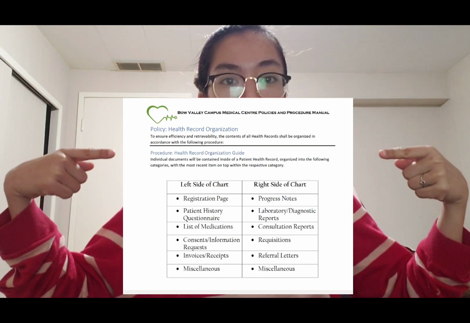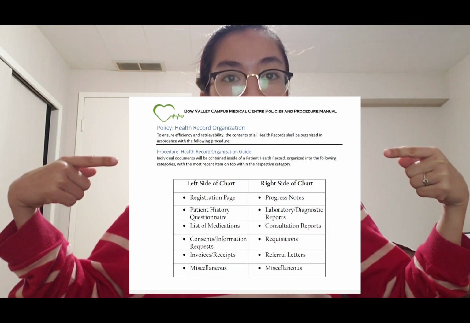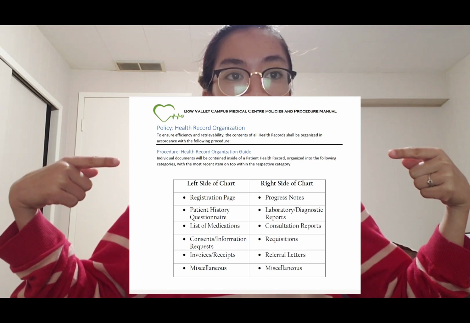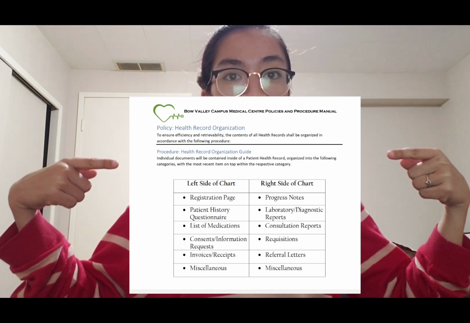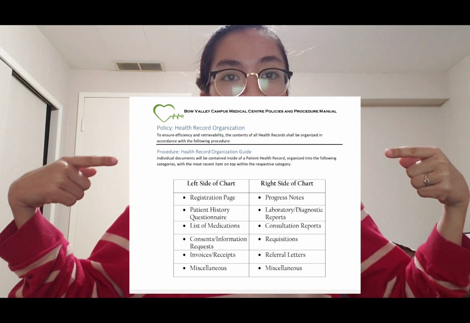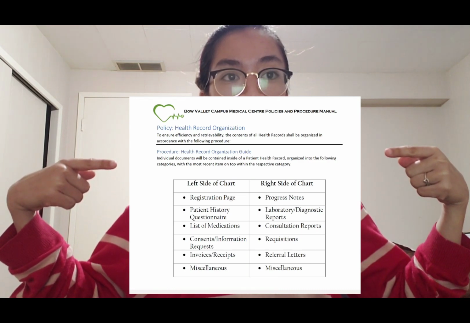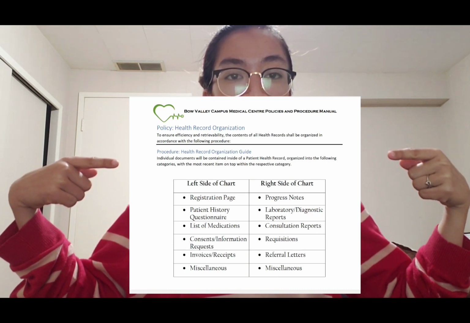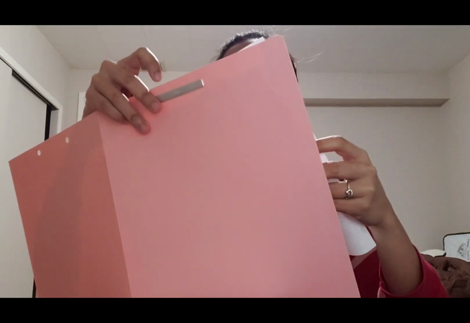And according to our chart organization guide, we will assemble our records and put them together according to the guide, deciding whether they go on the left side or the right side of the chart. According to the Bow Valley Campus Medical Center Organization Guide, on the left side we include the patient registration form, followed by the medical history questionnaire, followed by the medication list. And on the right side, we put the patient progress notes. Again, before attaching them, make sure that all of the forms are labeled. After labeling and checking all the forms, we can now attach them to the chart with the prong fastener to secure the forms in our chart.